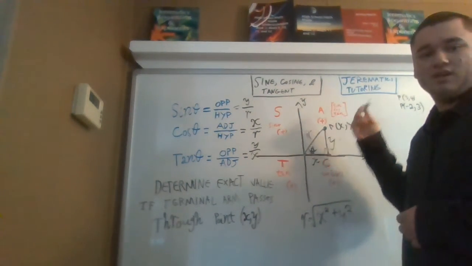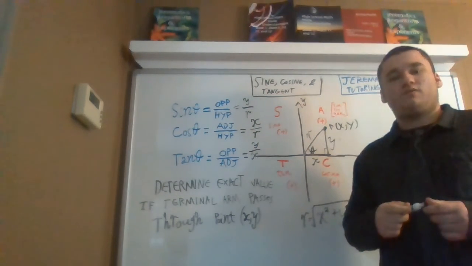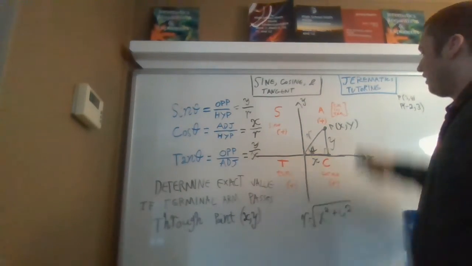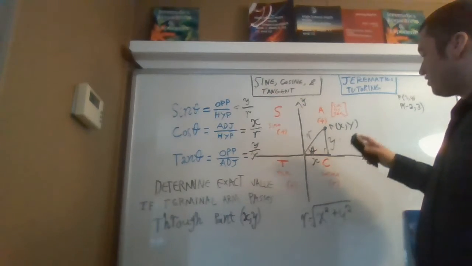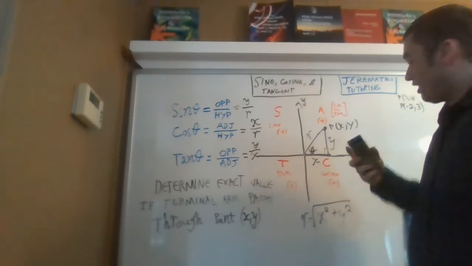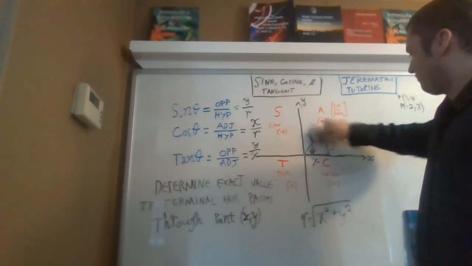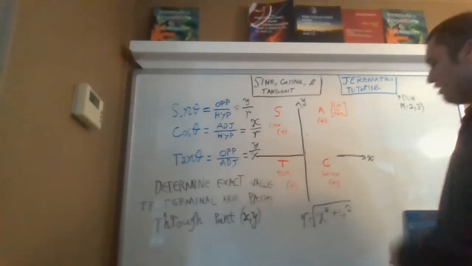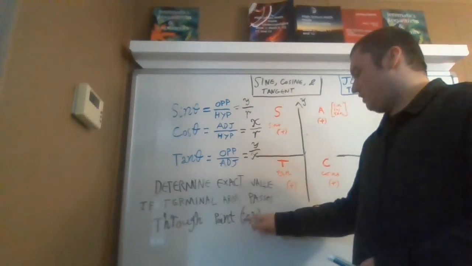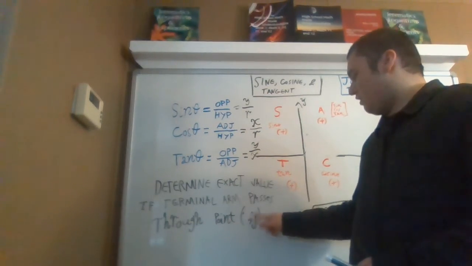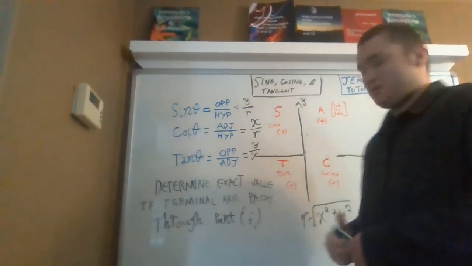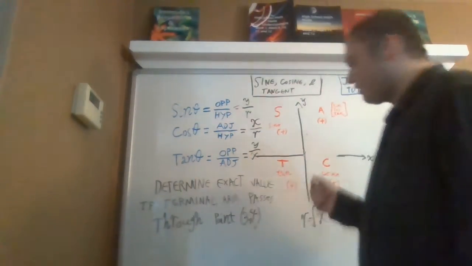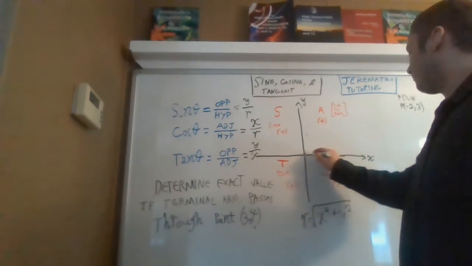So I'm going to give you two examples involving a given point, and then you need to solve for the exact values of the trig ratios. I'm going to leave the ASTC on the board, just so you see it the entire video and it sinks into your head. The first example is the point (3, 4). We need to find the exact value of our trigonometric ratios if our terminal arm passes through the point (3, 4). In the point (3, 4), our x and y are positive. So this means it's in quadrant 1.